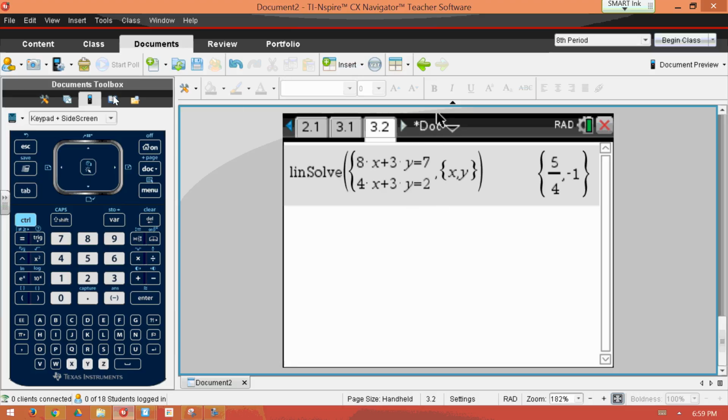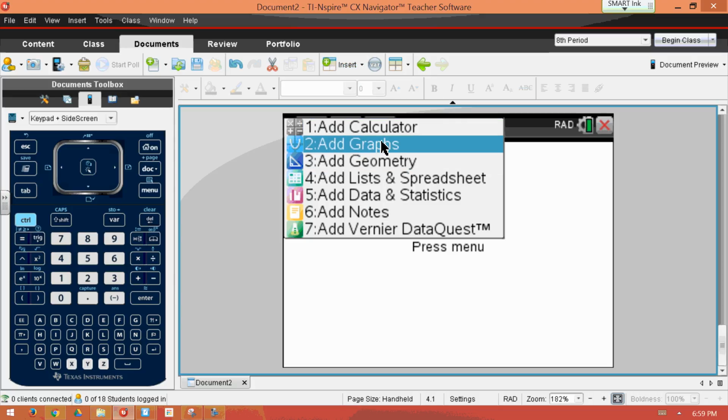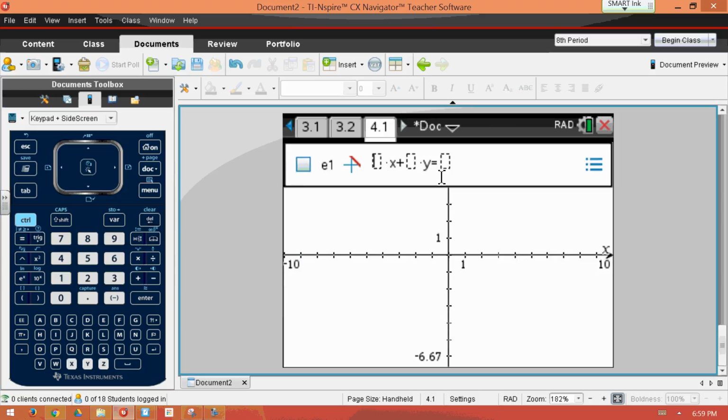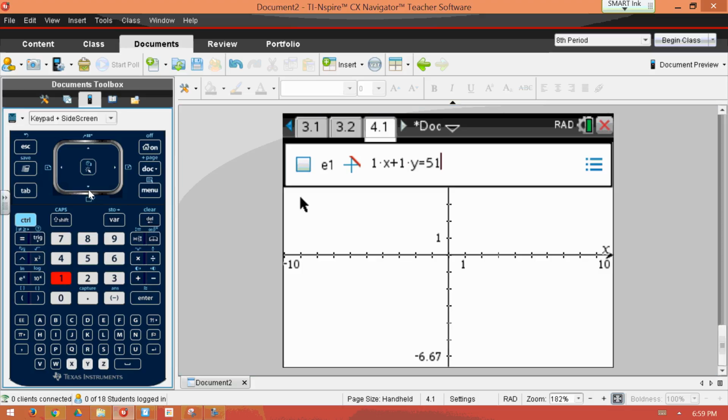Okay, let's go to graphs. Let's press menu 3313. All right, if I graph, then I need to let my X be my dimes and my Y my quarters. So let's go 1X plus 1Y is 51 coins. And then, there's 0.1 for the dimes and 0.25 for the quarters.